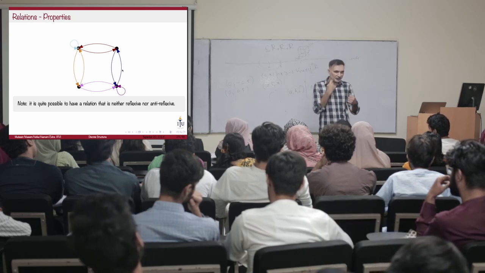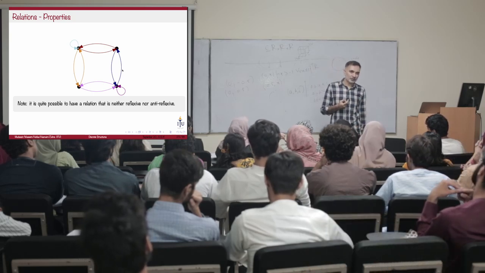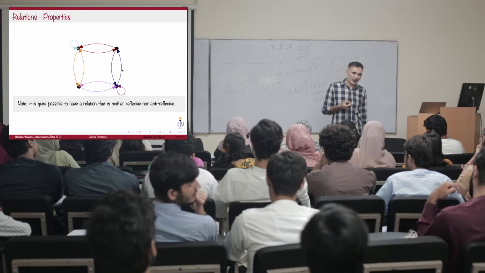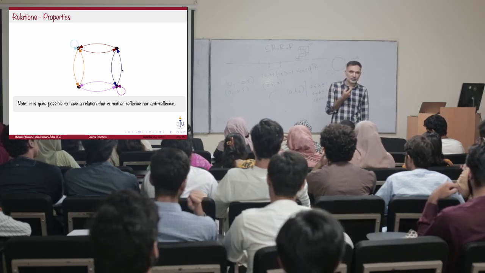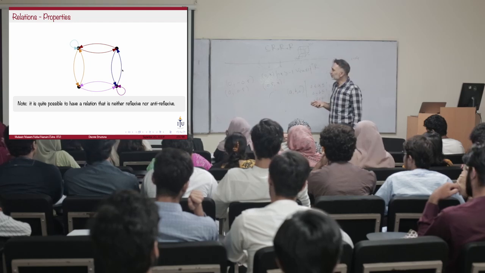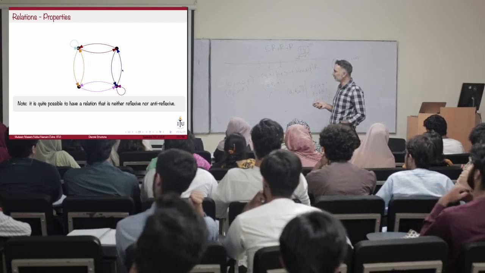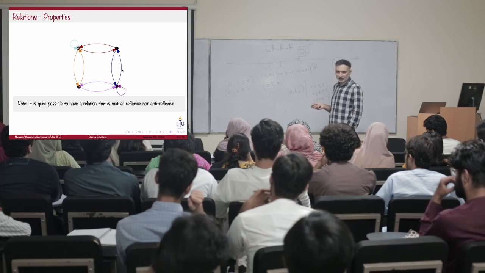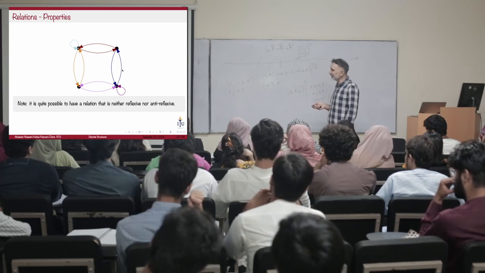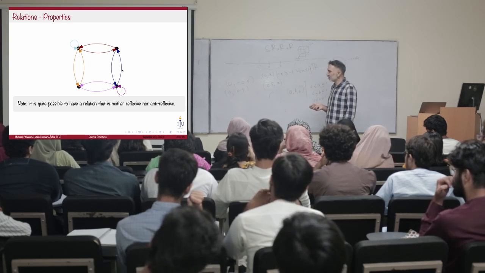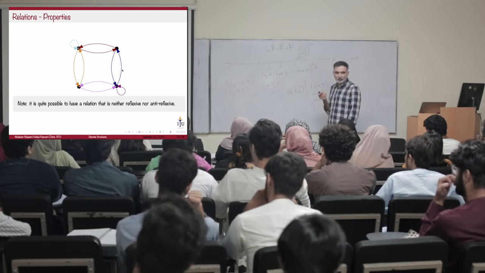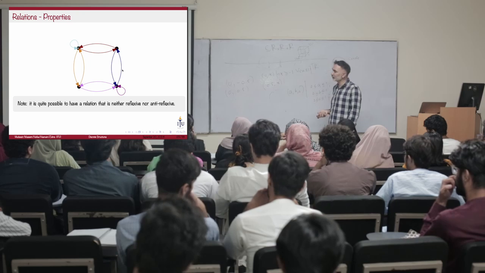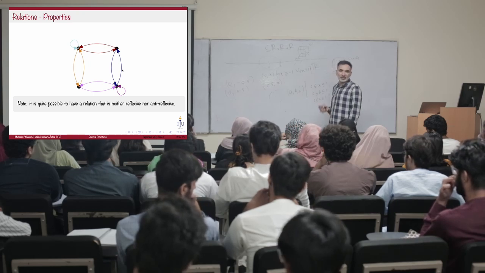So a relation is reflexive if every loop is there. That's the definition of a reflexive relation. Since this loop is missing, this is not a reflexive relation. And this is again not irreflexive and not anti-reflexive because some of the loops are there. For anti-reflexive, you want all of the loops to be missing. Does it make sense, Rian?